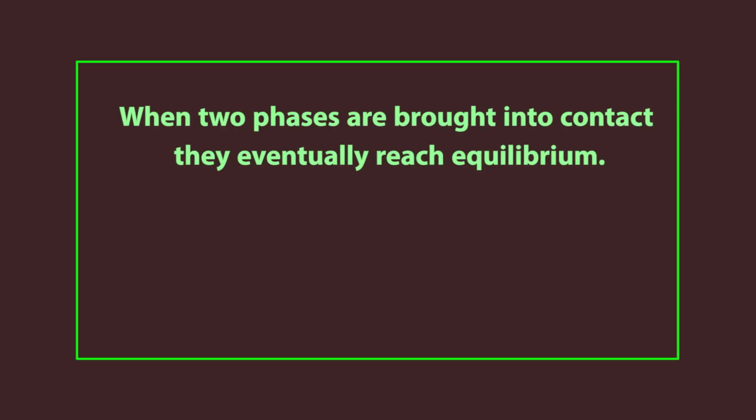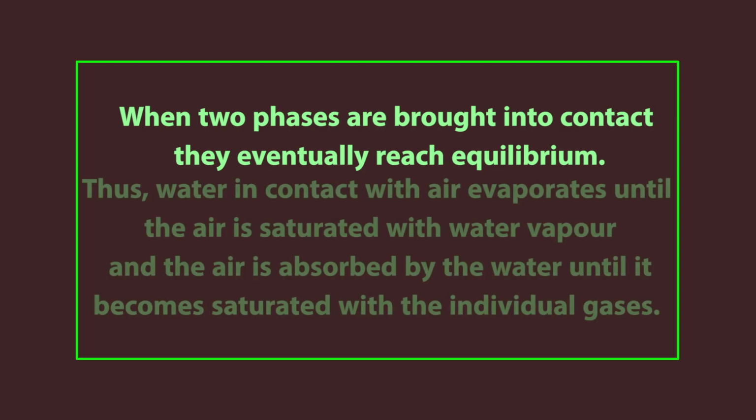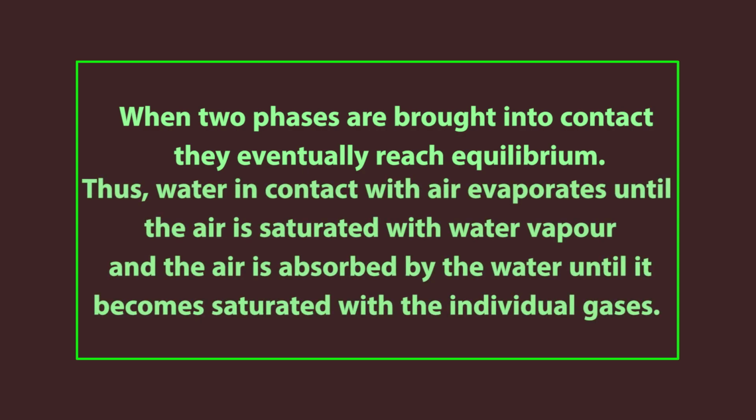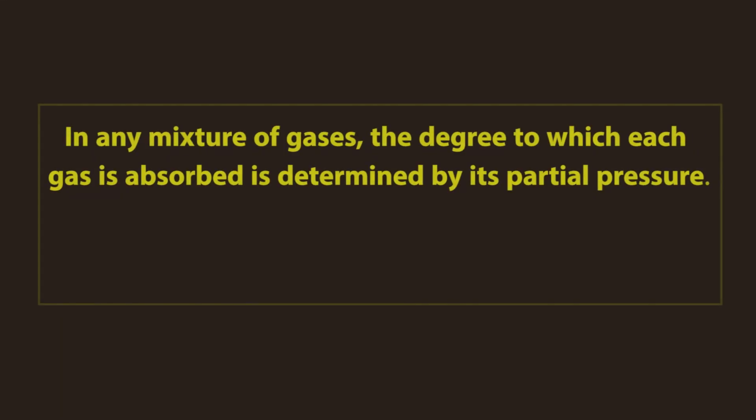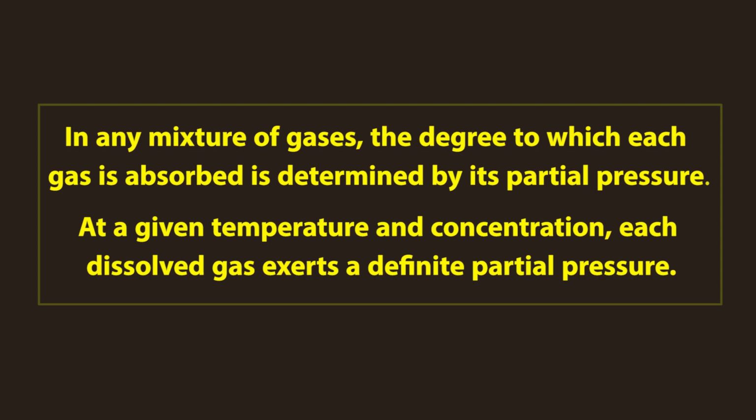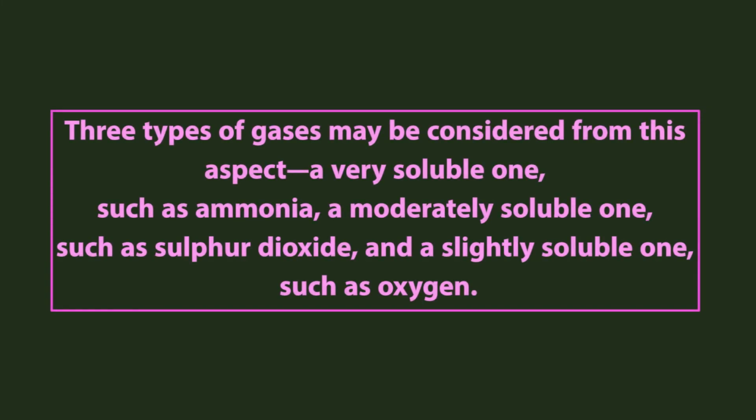Conditions of equilibrium between liquid and gas. When two phases are brought into contact, they eventually reach equilibrium. Thus, water in contact with air evaporates until the air is saturated with water vapor, and the air is absorbed by the water until it becomes saturated with the individual gases. In any mixture of gases, the degree to which each gas is absorbed is determined by its partial pressure. At a given temperature and concentration, each dissolved gas exerts a definite partial pressure. Three types of gases may be considered from this aspect: a very soluble one such as ammonia, a moderately soluble one such as sulfur dioxide, and a slightly soluble one such as oxygen.